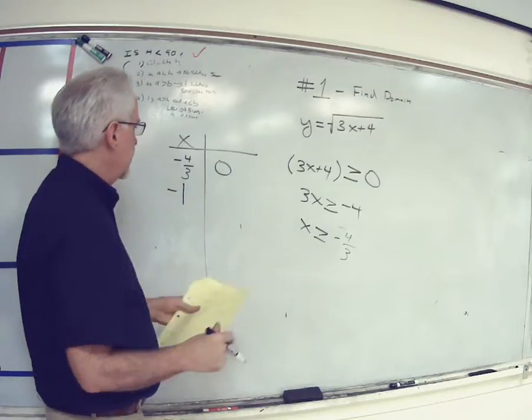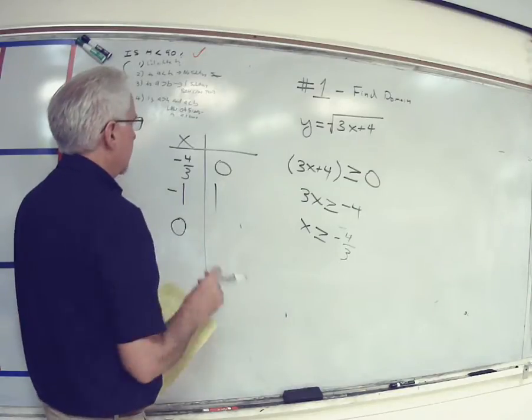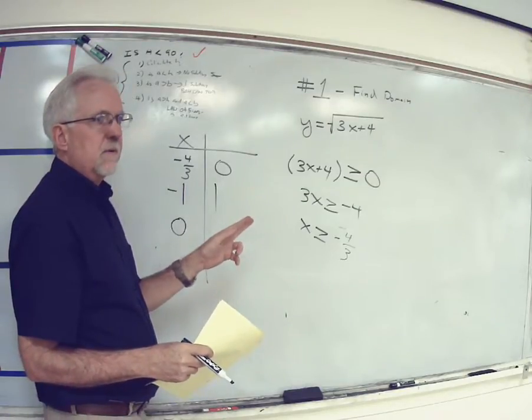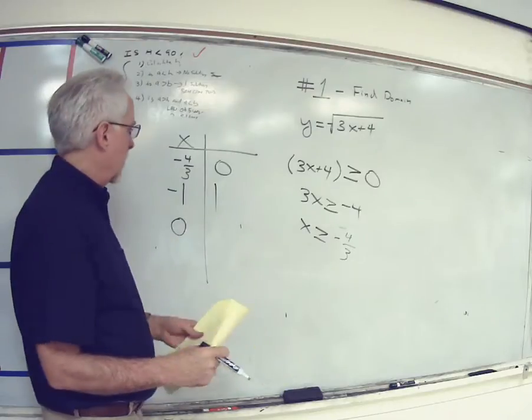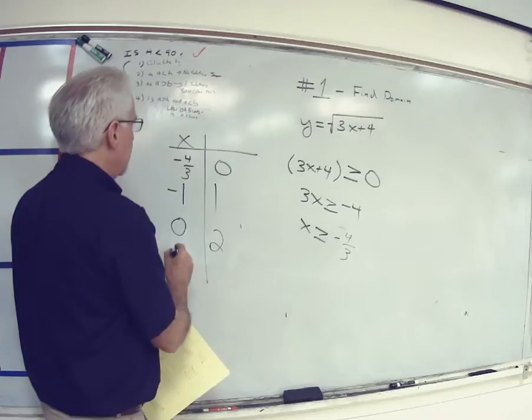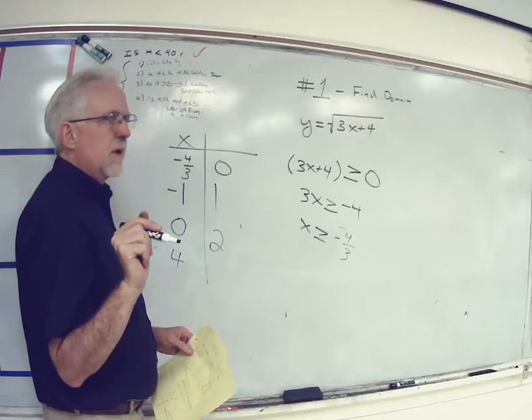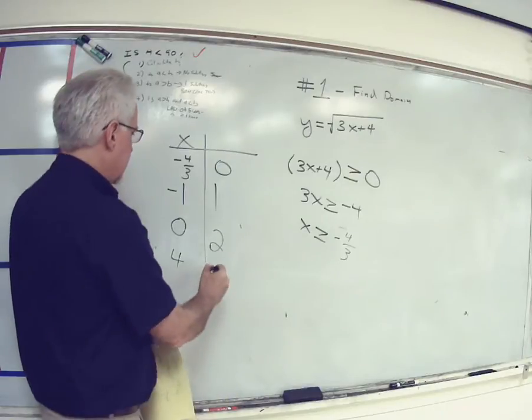Square root of 1 is 1. Okay. How about if I did 0? 0 times 3 is 0, plus 4 is 4. Square root of 4 is 2. Okay. And then I think 4 is another good one. 4 times 3 is 12. 12 plus 4 is 16. Square root of 16 is 4.